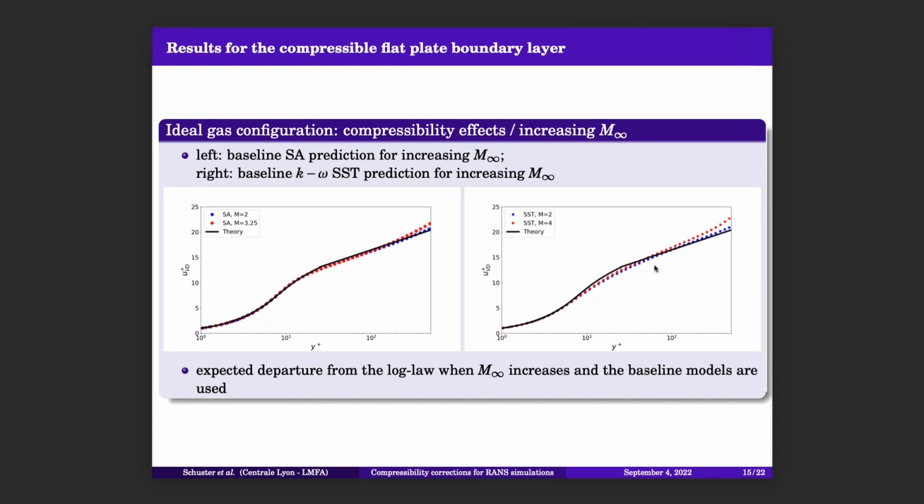Next slide, please. So now we are increasing the Mach number, and we are dealing with Mach 2, Mach 3.25 on the left plot using a Spalart-Allmaras baseline model, and using SST, Mach 2 and Mach 4 on the right plot. And what we can see is that actually with Spalart, this was a bit expected from the literature, we don't have that much impact, I would say. With K omega SST, it's quite clear that at Mach 4, with this baseline model, you actually tend to lose the proper prediction of the log law. So next slide, please.